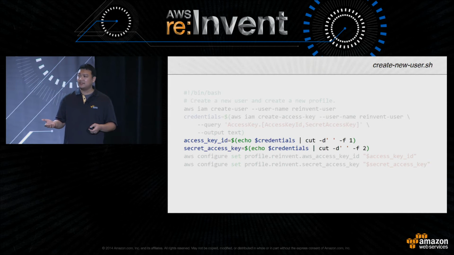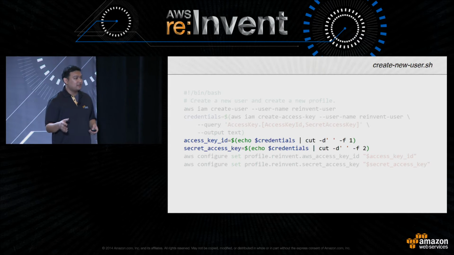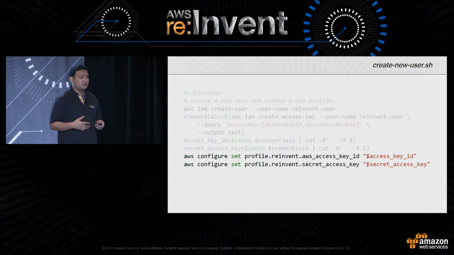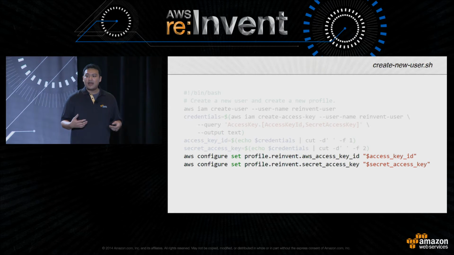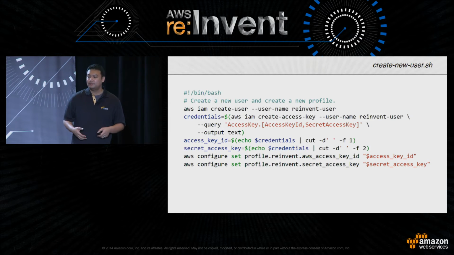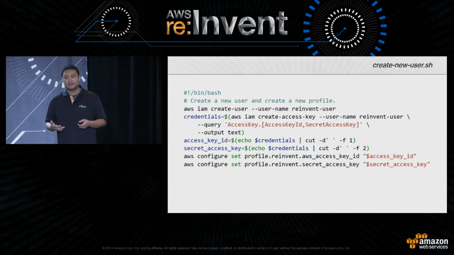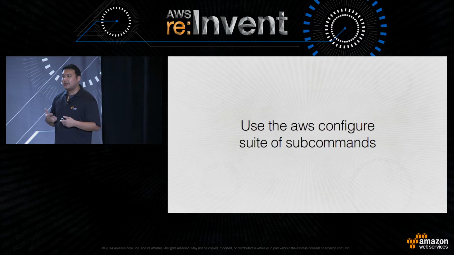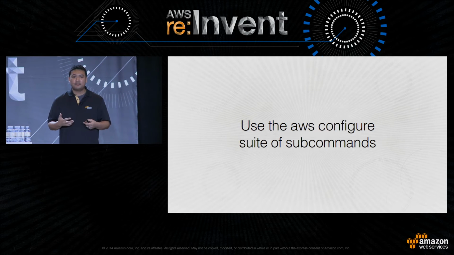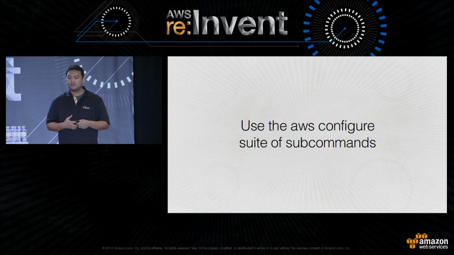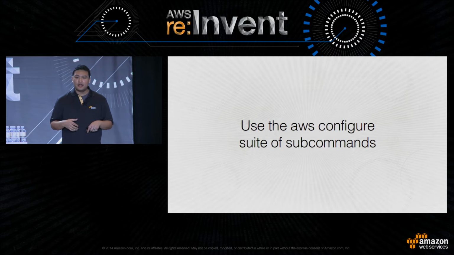But we grab the access key and the secret key. And then finally, we use that set command that we talked about to create a new profile. And so this allows you to create a new profile in the CLI entirely programmatically. And so the takeaway here is that if you need programmatic access to your configuration values, definitely check out the AWS configure suite of subcommands.